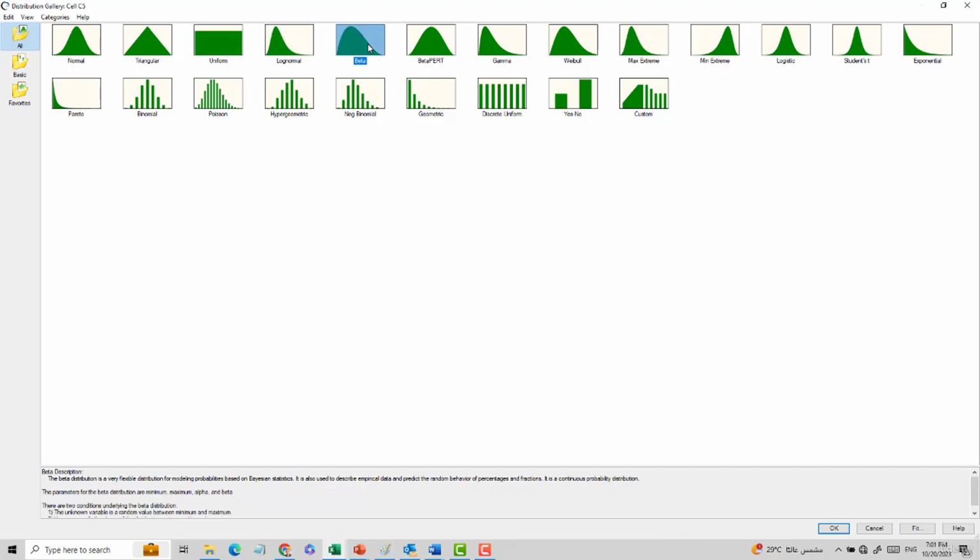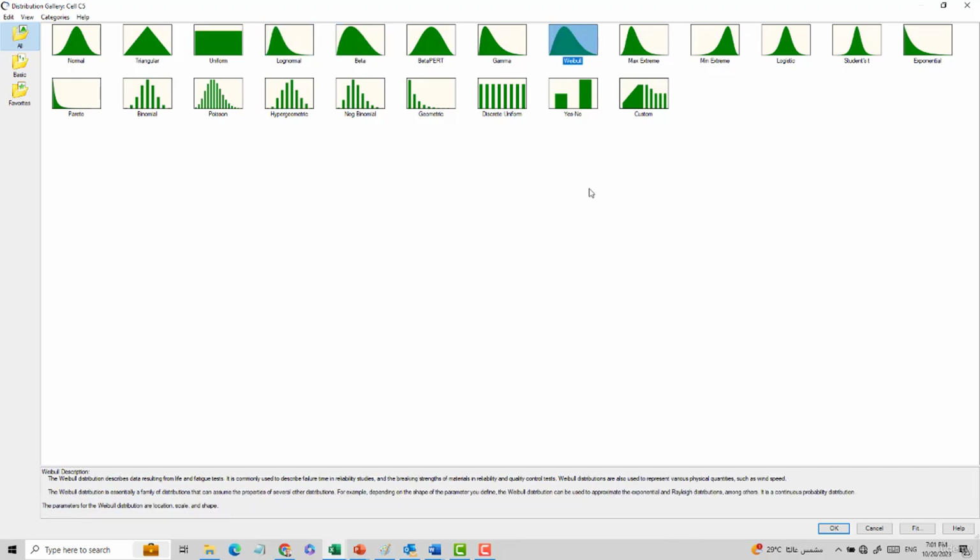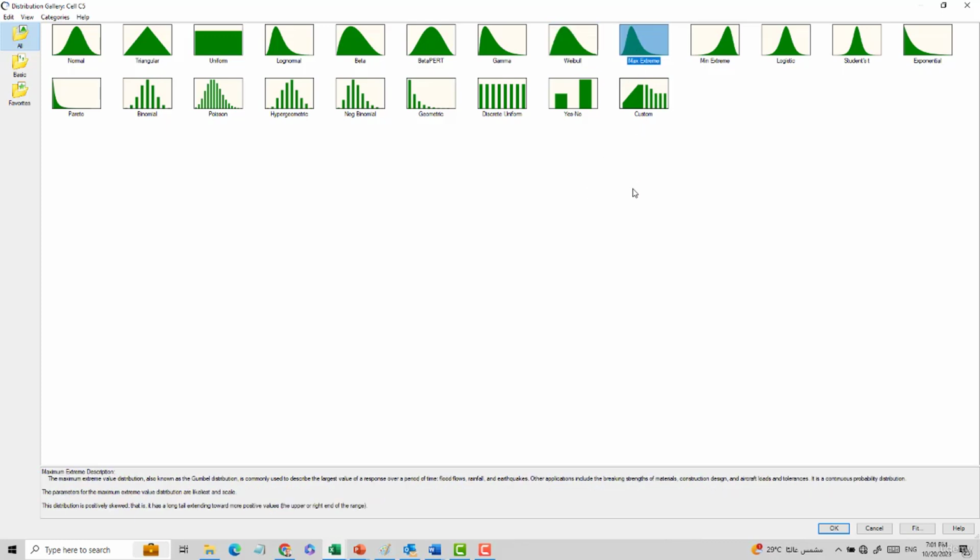Earthquake and seismic loads will be modeled by a beta distribution, for example. The wind load will be by a probability distribution. Sometimes it will be by maximum extreme, and so on. Okay, so before you start, you should have this analysis, build your model, and then define the variables. This is the secret of this software.